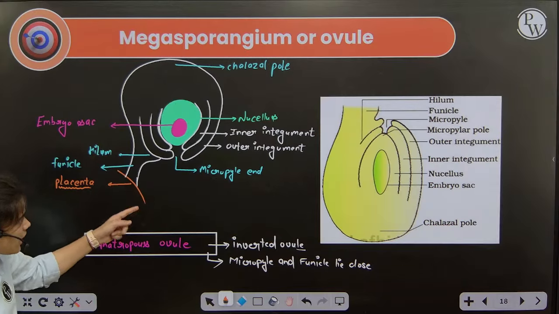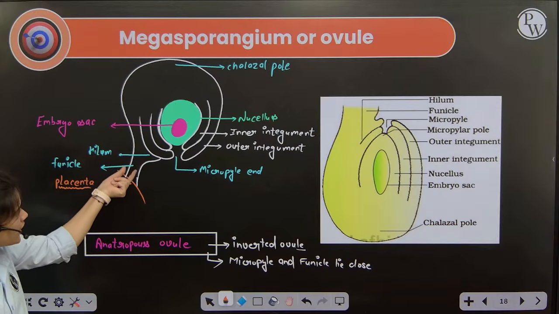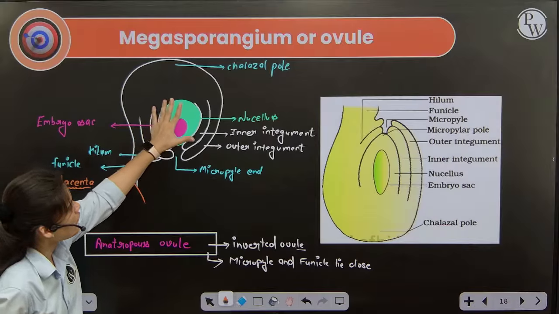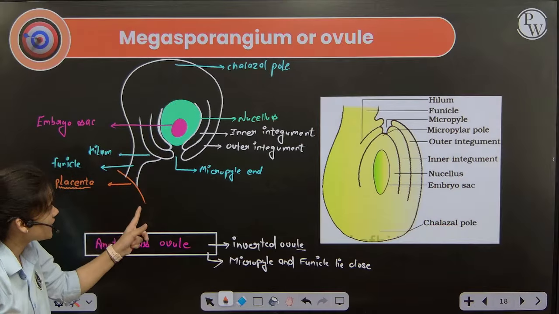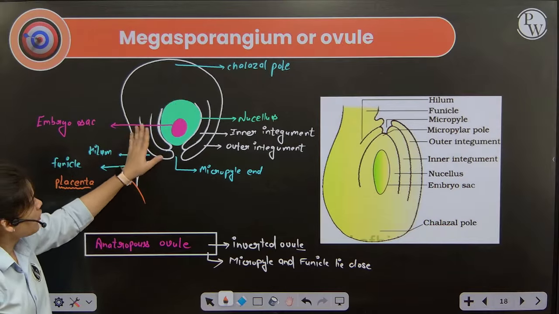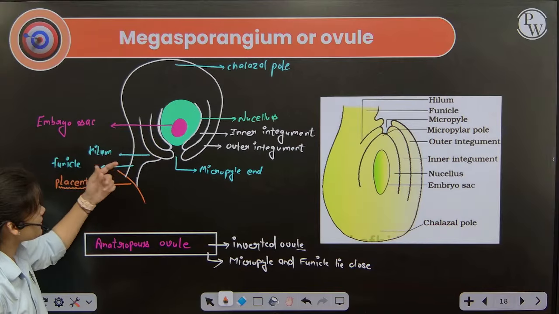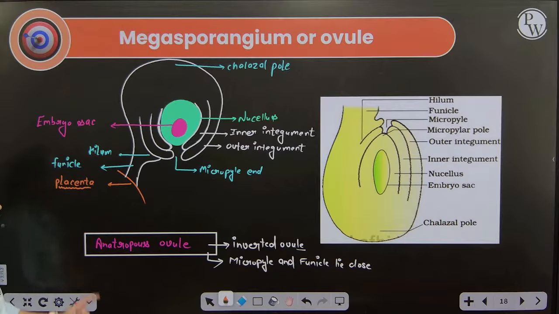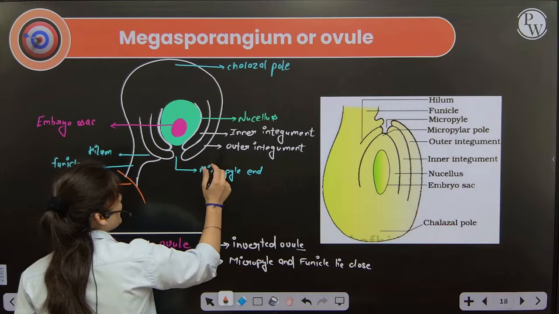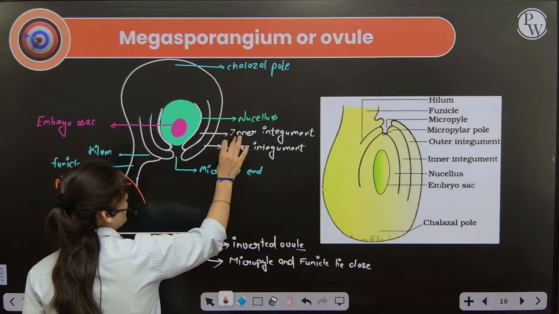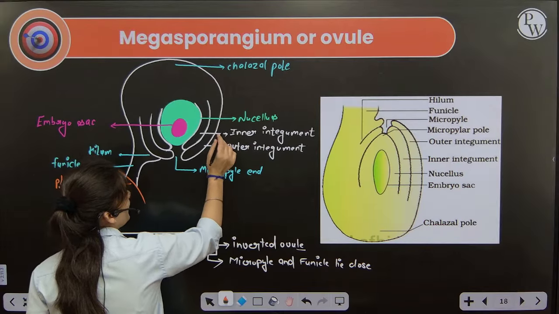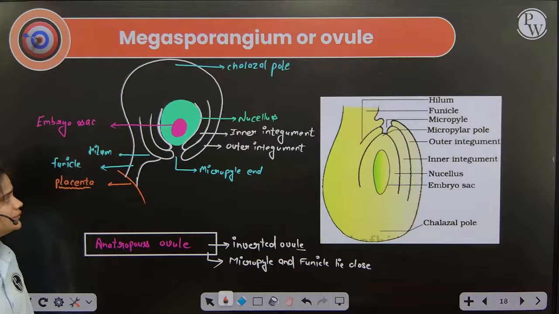Placenta, there is a stalk. With the help of this stalk, this ovule body attaches to placenta. Then this ovule body fuses with that funicle inner region. That region is known as hilum. Now, there are two protective coverings. These are known as outer integument and inner integument.